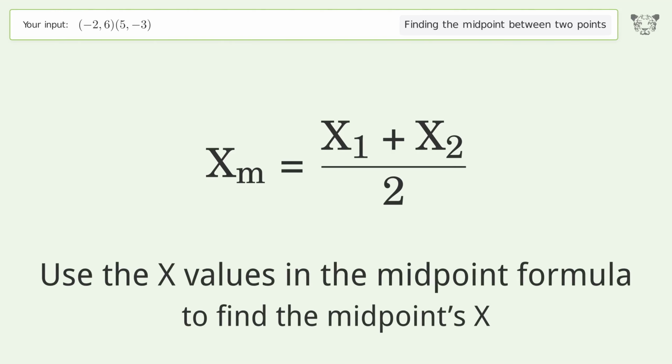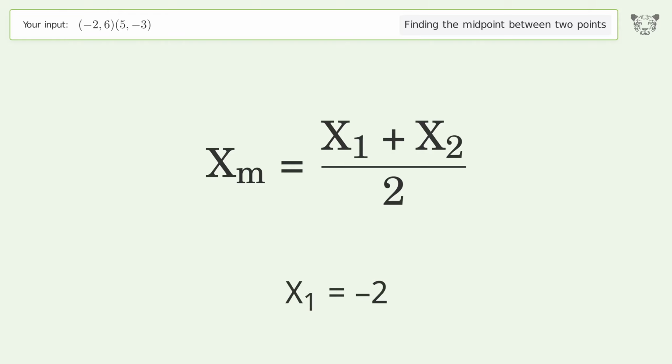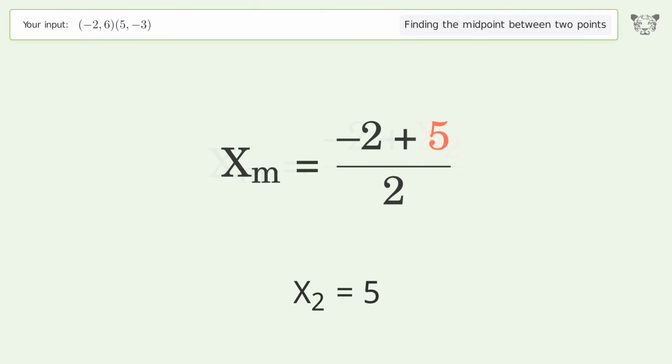Use the x values in the midpoint formula to find the midpoint's x. x1 equals -2. x2 equals 5. Simplify the arithmetic.